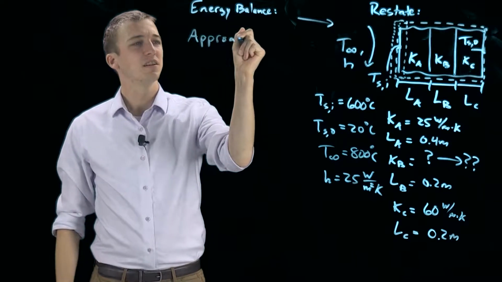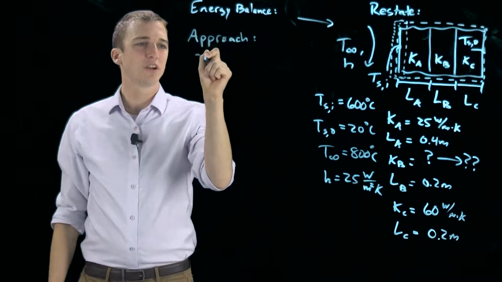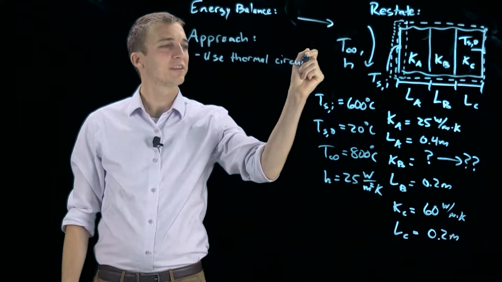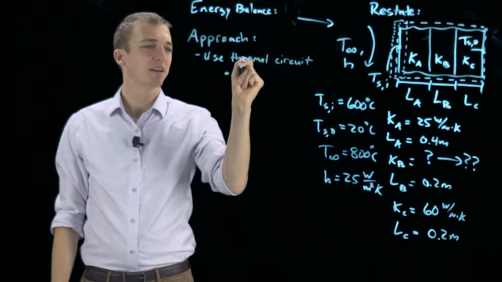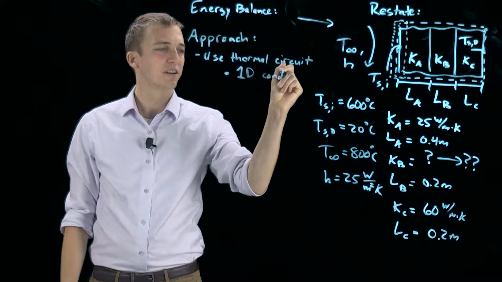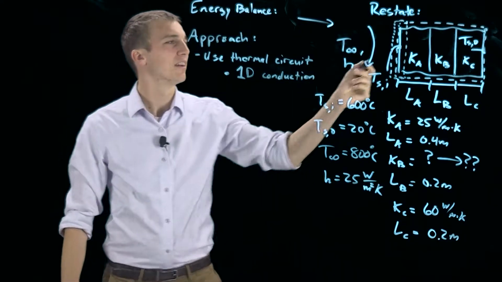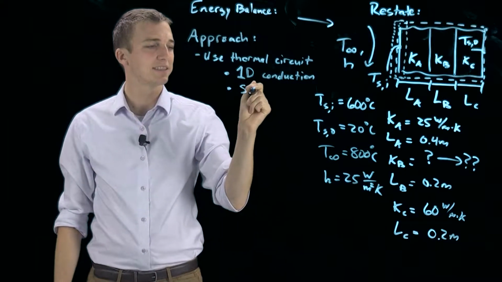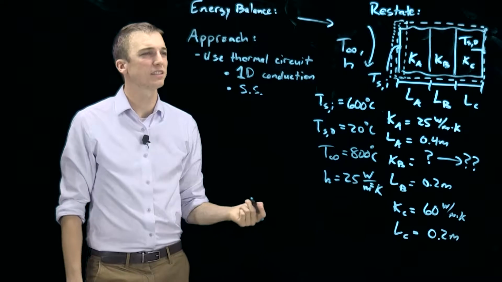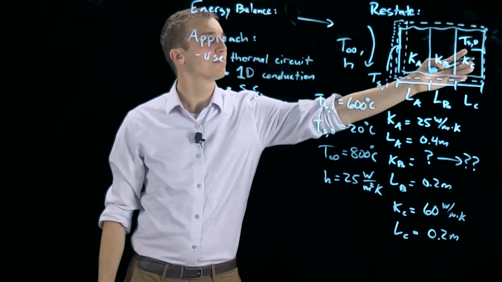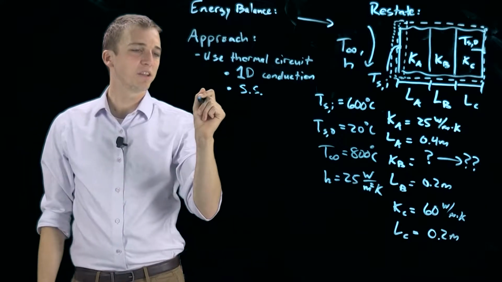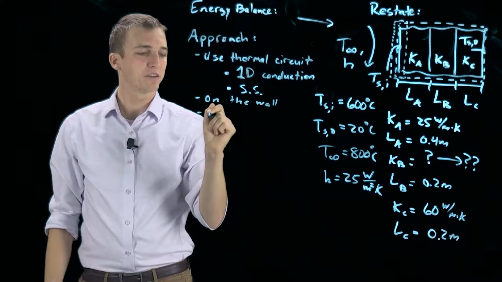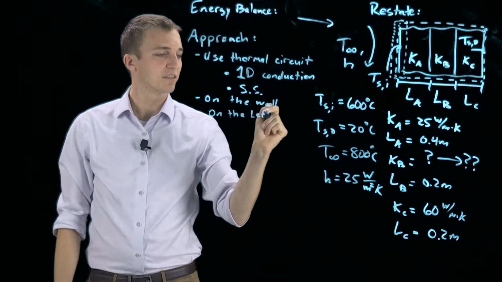All right, let's talk about our approach. For this approach, we're going to use a thermal circuit. The reason we're going to use a thermal circuit is because we have 1D conduction, which is one of our stipulations for that. This is only conduction in one dimension. Likewise, we are at steady state. And so with those two things, we are left with a 1D steady state problem, and we can use a thermal circuit. We're going to use that thermal circuit on the wall, and we're going to use it on the left surface.